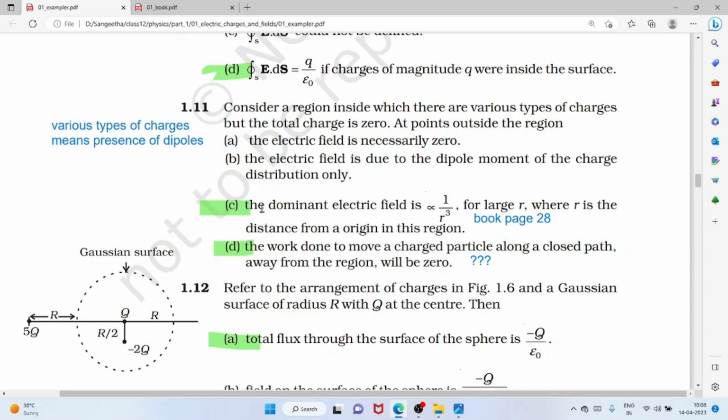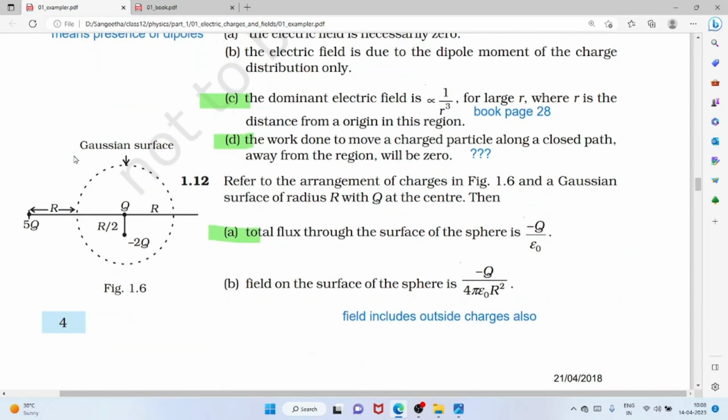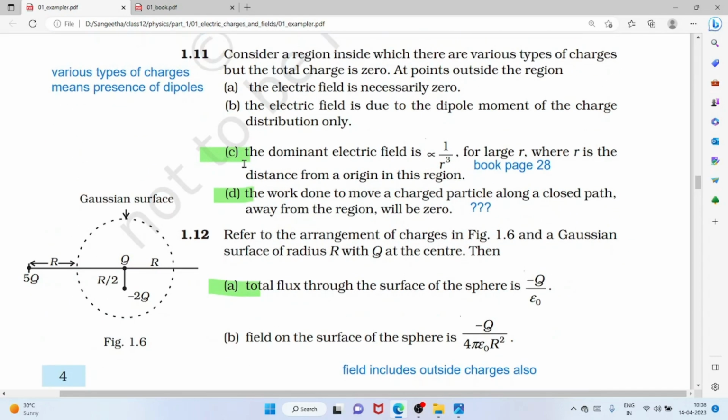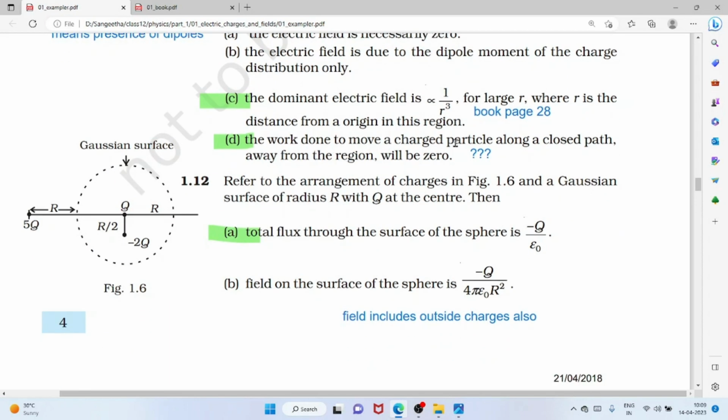At points outside the region, various types of charges means a dipole. Outside the region, the dominant electric field is inversely proportional to the distance squared, where r is the distance from the origin of the region. The work done to move a charged particle along a closed path in that region will be 0. Okay, this is what is given. We have to read these details.